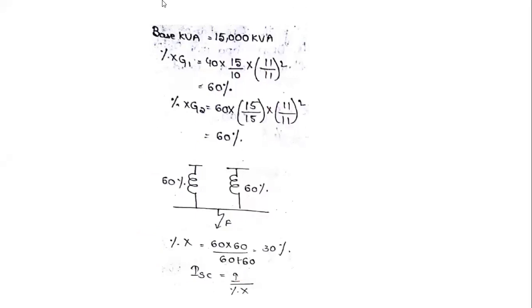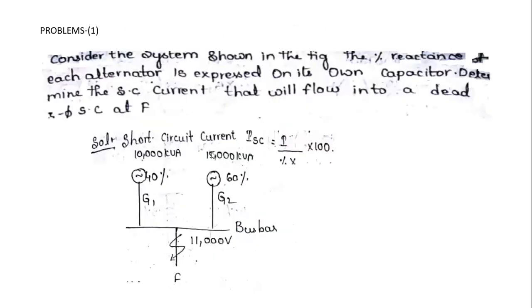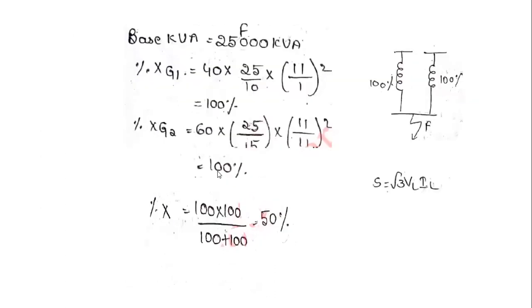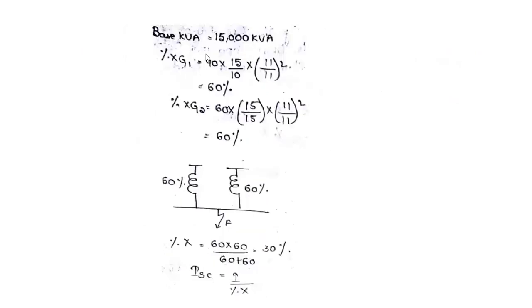We have another method, taking a different base kVA. We are changing the base kVA. Suppose we take 15,000 as the base kVA. Similarly, we calculate the percentage Xg1 and percentage Xg2 using X volt into kVA base by kVA into MVA base by MVA whole square.